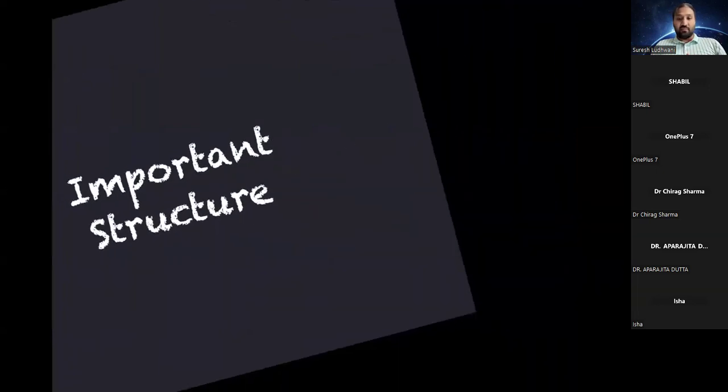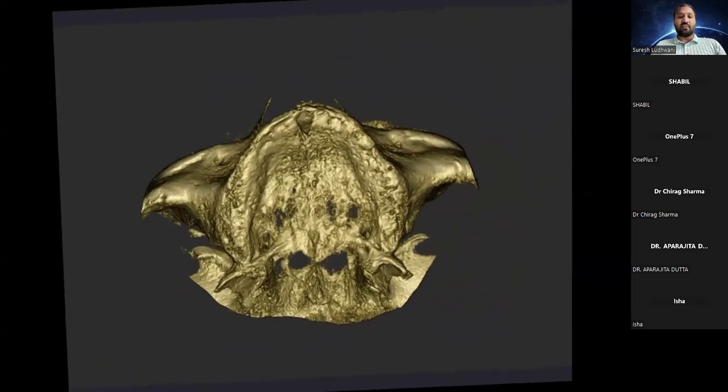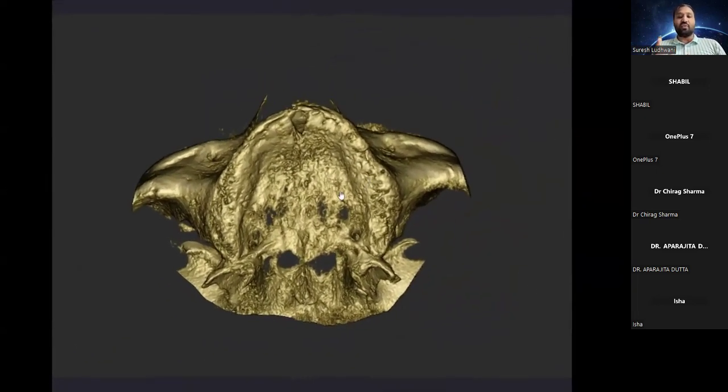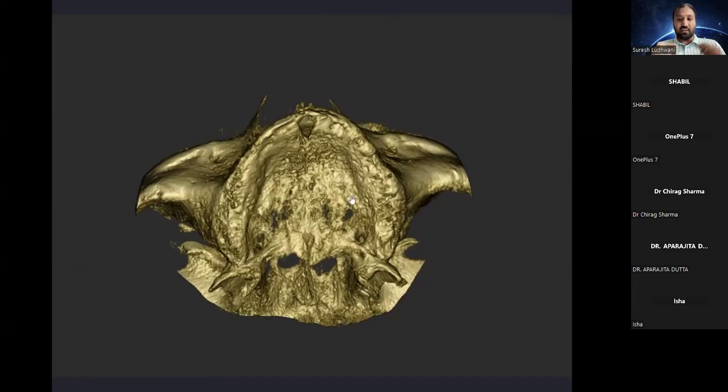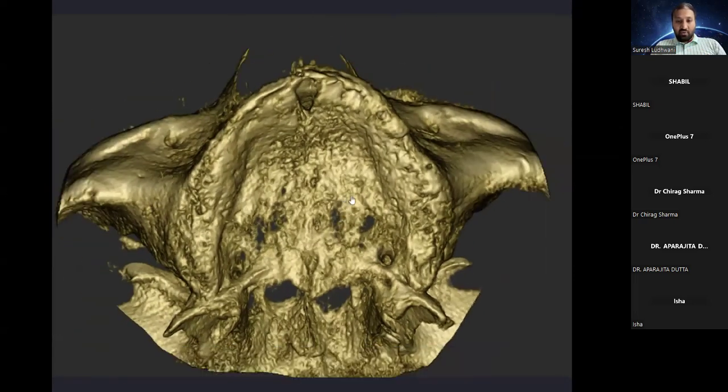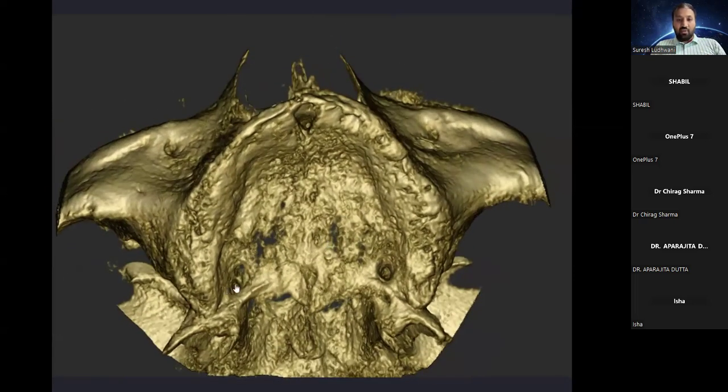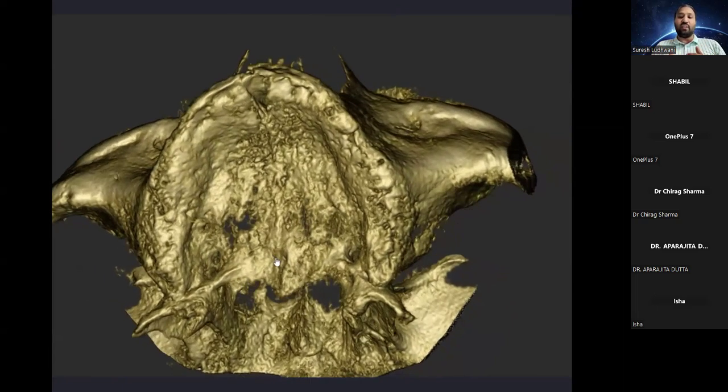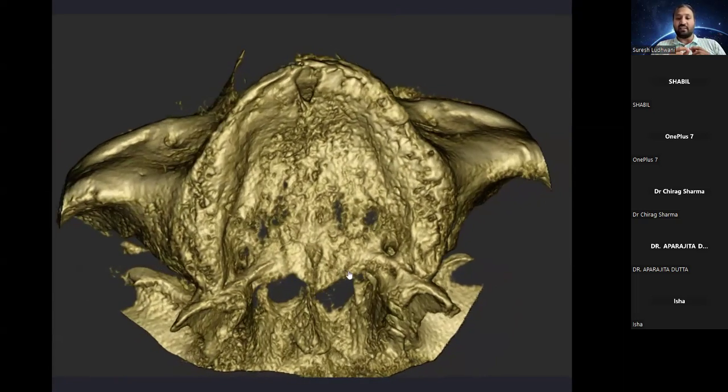Important structures, as we discussed, are two. You can see it over here, the two holes. I'm just zooming it. The two holes, the greater palatine vessels, on both sides bilaterally, and slightly posterior to it would be the lesser palatine, which would be smaller in size.